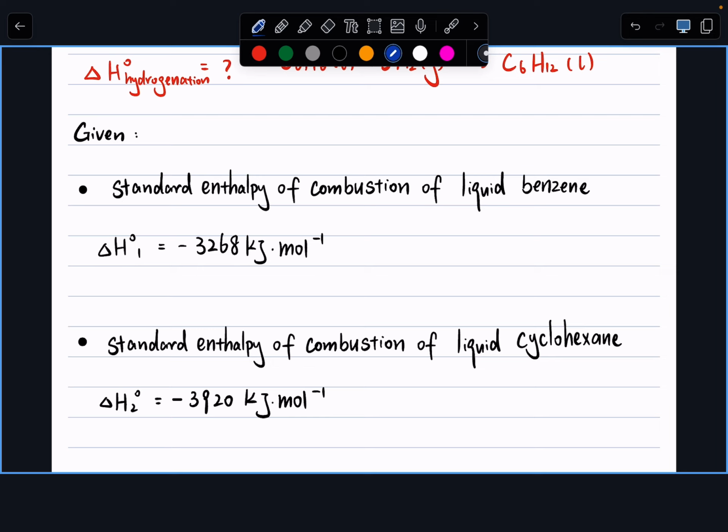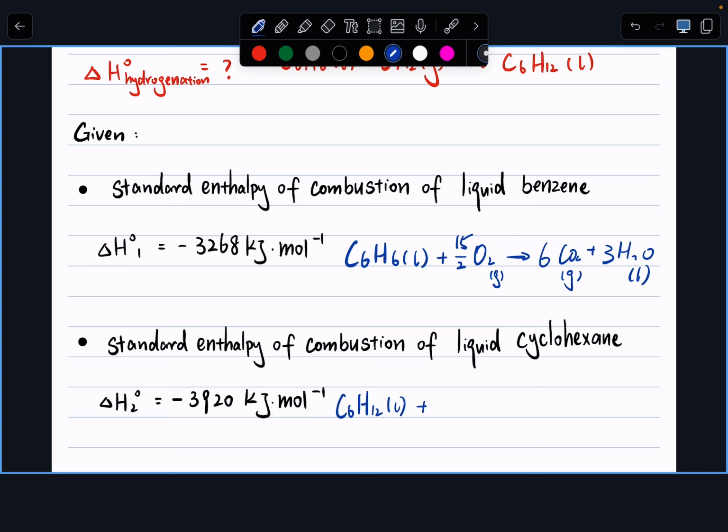For example, when we say combustion of liquid benzene, we're saying C6H6 in liquid form plus oxygen goes to CO2 and H2O. Balancing the reaction, that's 6 and that's 3, and for oxygen, that's 15/2. And this is gas, and this is liquid. Likewise, for combustion of cyclohexane, you have C6H12 in liquid form plus oxygen goes to CO2 and H2O liquid.